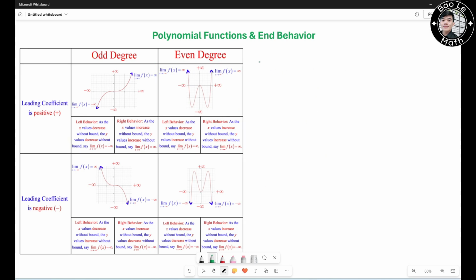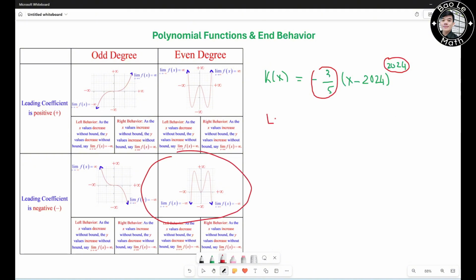Now let's take a look at the next example. For example, I have a function k of s is negative 3 over 5 times parenthesis s minus 2024 to the power 2024. I look at this one, I see that the leading coefficient right here is going to be negative, and the power right here is going to be even. So the leading coefficient is negative and even degree. We're going to look at this one right here.